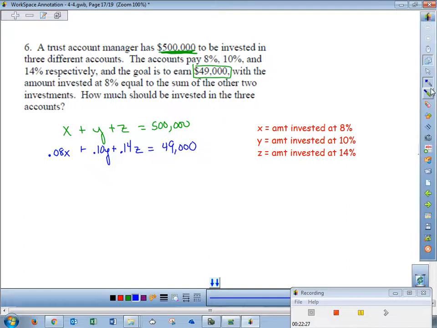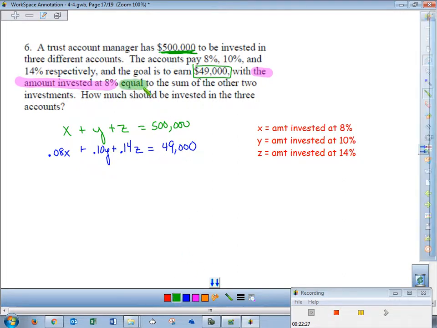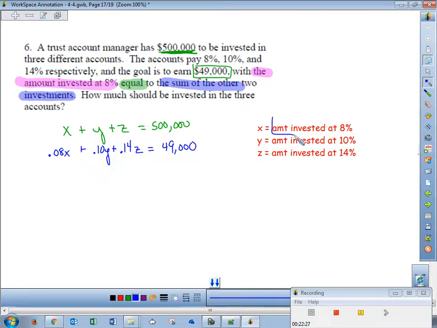And then the third one is where that complicated stuff comes in. If you like to highlight, it's cool. It says with the amount invested at 8%, bling, what a nice word there, equal to the sum of the other two investments. So the question is, how much was the amount invested at 8%? I wonder, how much was the amount invested at 8%?